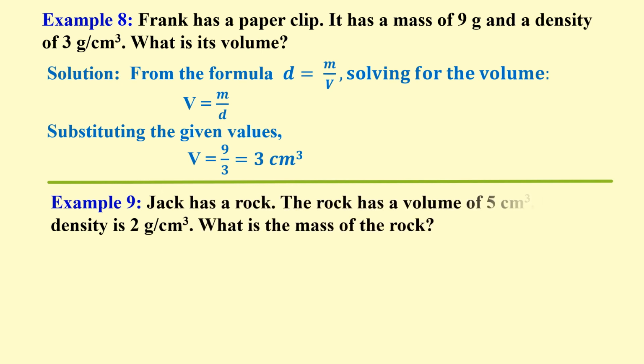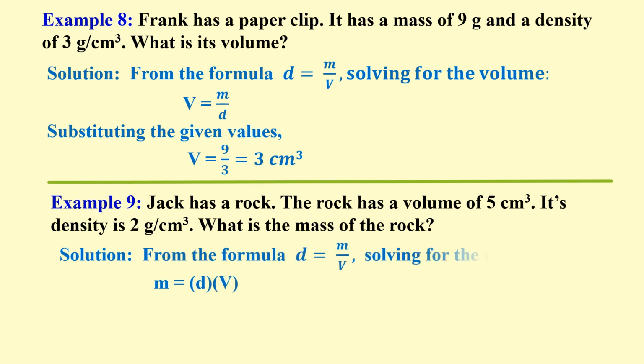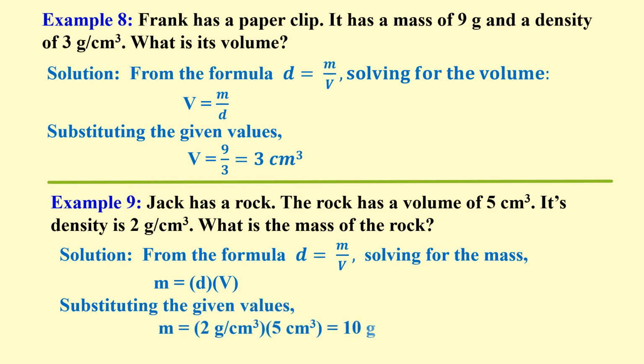Example number 9. Jack has a rock. The rock has a volume of 5 cubic centimeters. Its density is 2 grams per centimeter cube. What is the mass of the rock? From the formula D equals m over V and solving for the mass, mass equals the density times volume, and substituting the values, we get the mass is 10 grams.